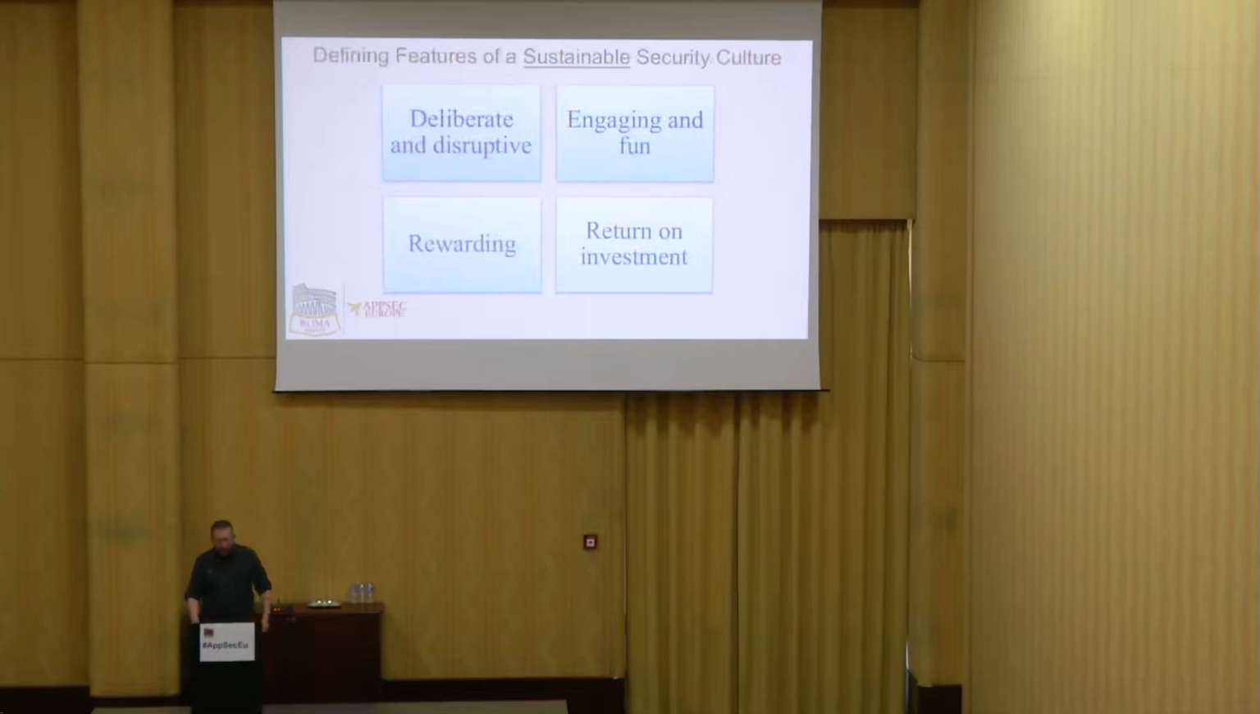So I think of a couple of different features that describe what I think of as a sustainable security culture. And it's not an accident that I underlined that word sustainable, because security culture is something that you want to continue over time. Okay, you don't want to just spend a whole bunch of money and a whole bunch of resources this year to say we're going to fix security, right?